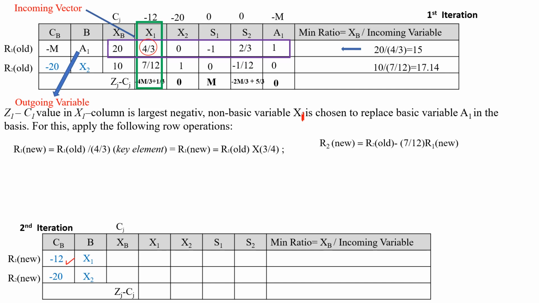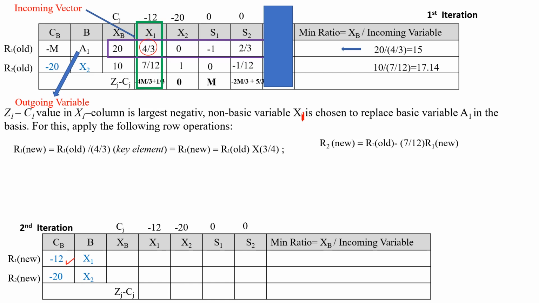Next we have the Cj values. The Cj values are the cost coefficient values: for the x1 variable minus 12, x2 is minus 20, s1 is 0 and s2 is 0. Next we have to remove the a1 column in the new simplex table.